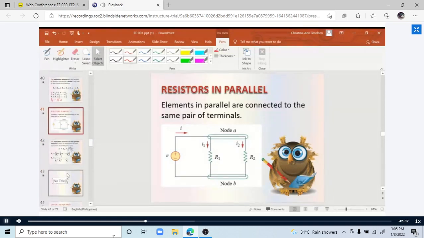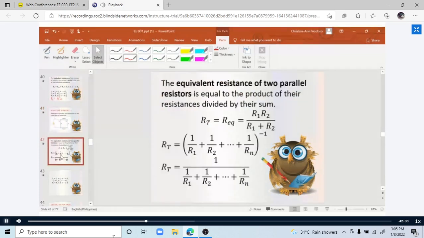Elements in parallel are connected to the same pair of terminals, as I've discussed a while ago. So we also have the equivalent resistance of two parallel resistors. We have here the three equations. The first formula, the upper part, is only intended or only applied if you have two resistors in parallel. Okay?